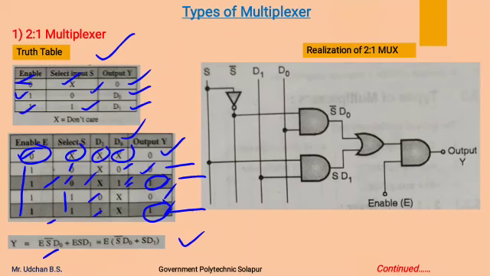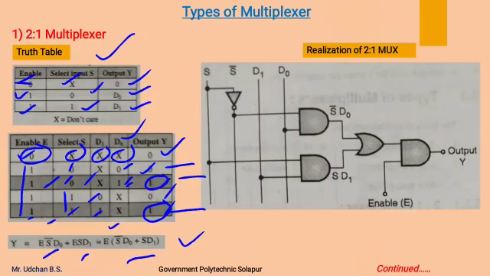So for this one, E is 1, S is 1, and as S is 1, the D1 line gets selected. Therefore, the term related to that is written as E S D1, and combining these two terms, you will get the final output Y, and from this the E variable is taken common into the bracket. We will get S bar D0 plus S D1.